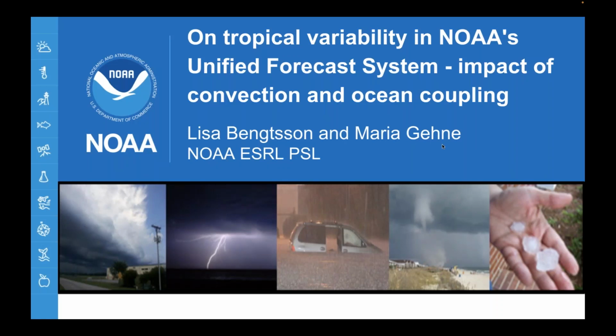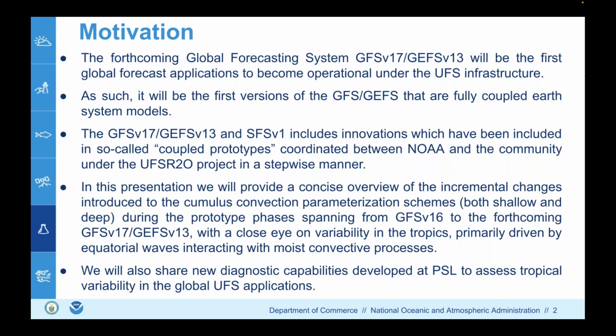Okay, thank you for that introduction. As you said, we're going to speak about tropical variability in the UFS and look at the impact of convection and ocean coupling. And we're going to alternate who's presenting this work.